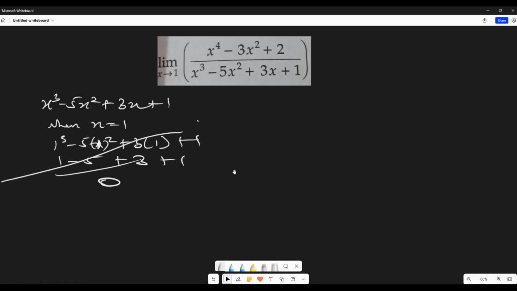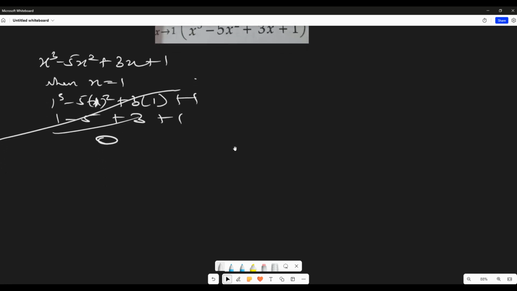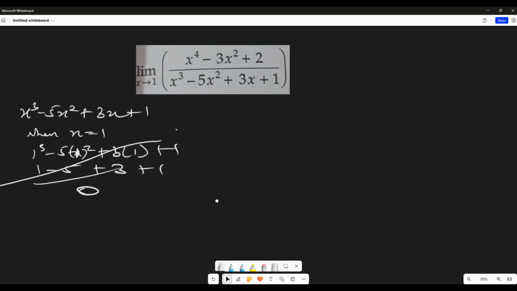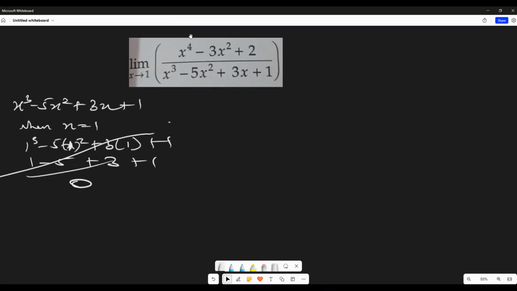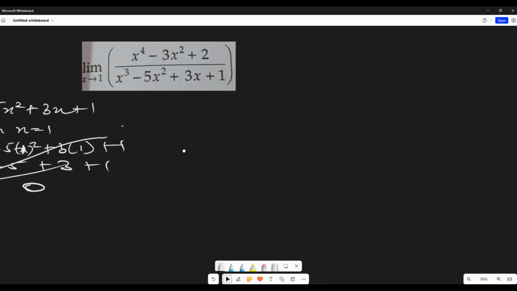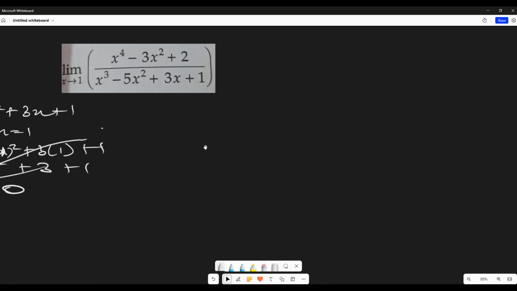So what we have to do is to simplify the expression further. We will do that by factorizing the denominator and the numerator. So let's factorize the denominator and the numerator. We will start with the numerator. The numerator is x raised to the power 4 minus 3x squared plus 2. To factorize this, we use what we call the factor theorem.